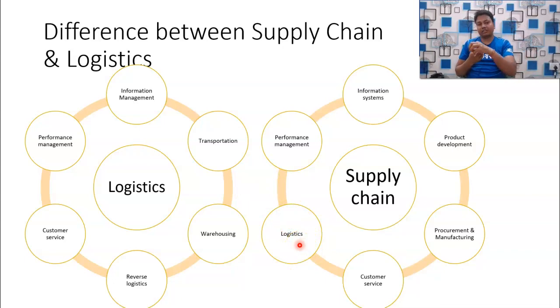But logistics itself has different functions like warehousing, transportation, reverse logistics, and information management. Because whenever the material is moving from one point to another and then lying for some time in a warehouse, information must be there and it must be managed and interpreted in the correct way. Then logistics also has its own performance management parameters like SLAs, KPIs, etc. Then the customer service team is there so that we can monitor our SLAs and KPIs.